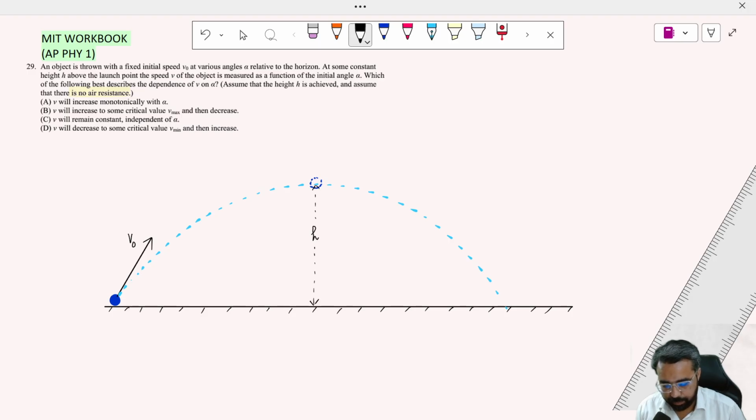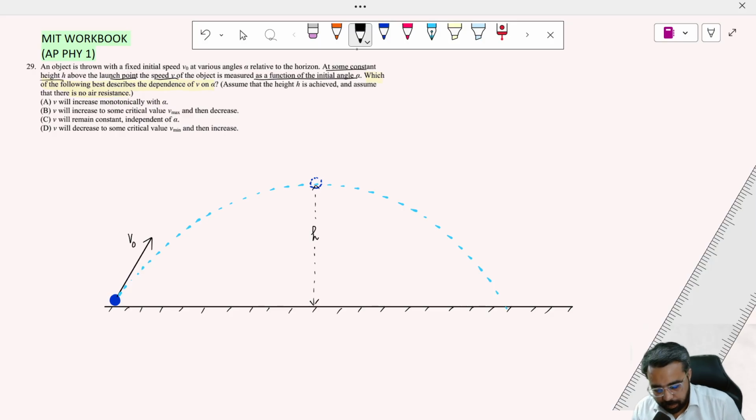So in this question, they ask which of the following best describes the dependence of v and alpha. Okay, now what is v? The v is the velocity at the maximum height, which is clearly stated here: at some constant height above the launch point, the speed v as a function of alpha. All right, so I will tell you how v is linked with alpha.